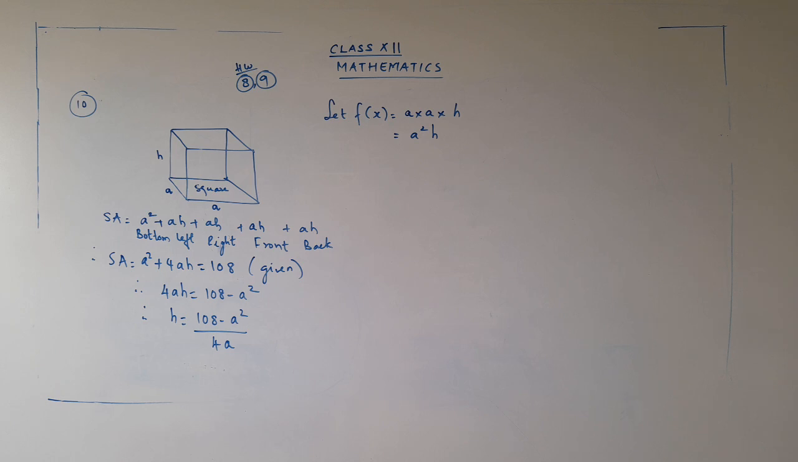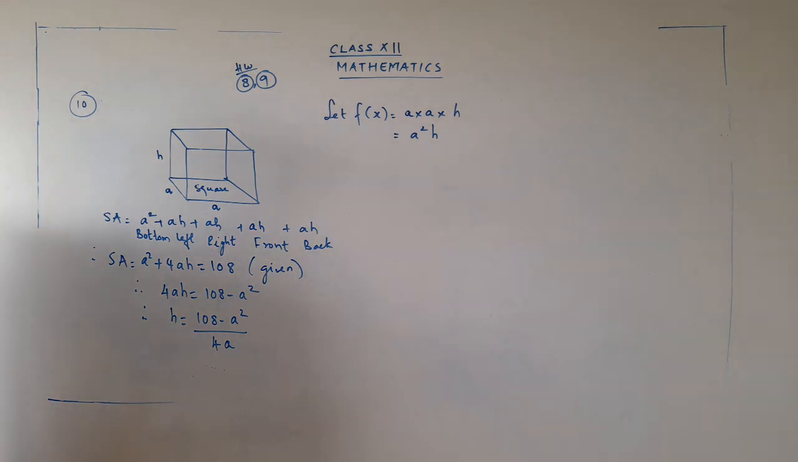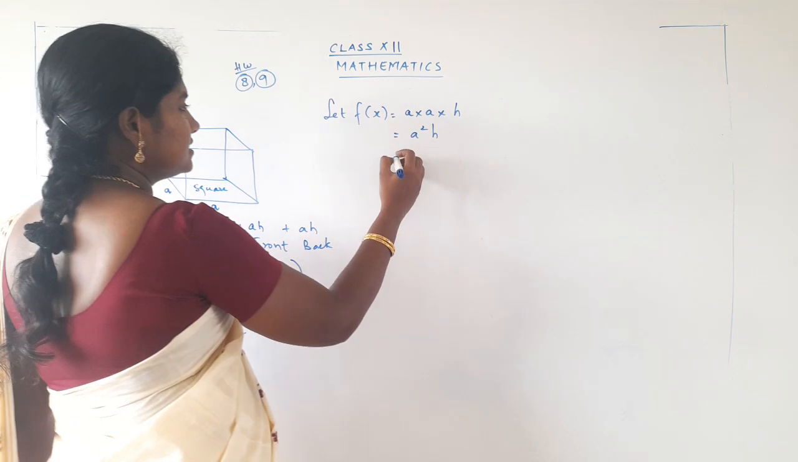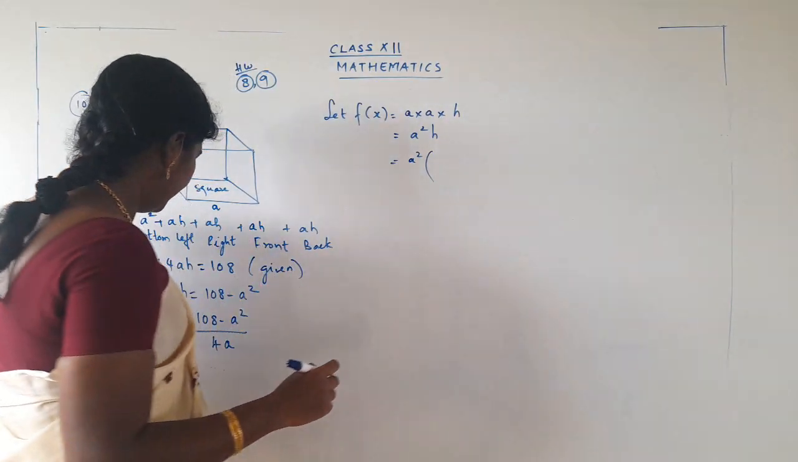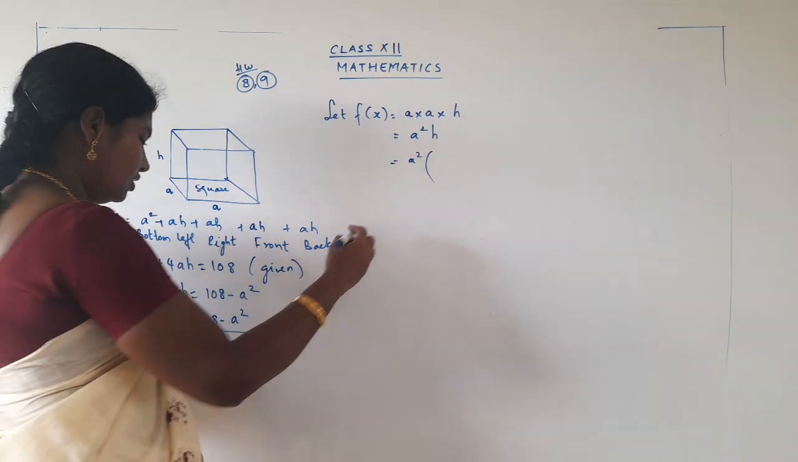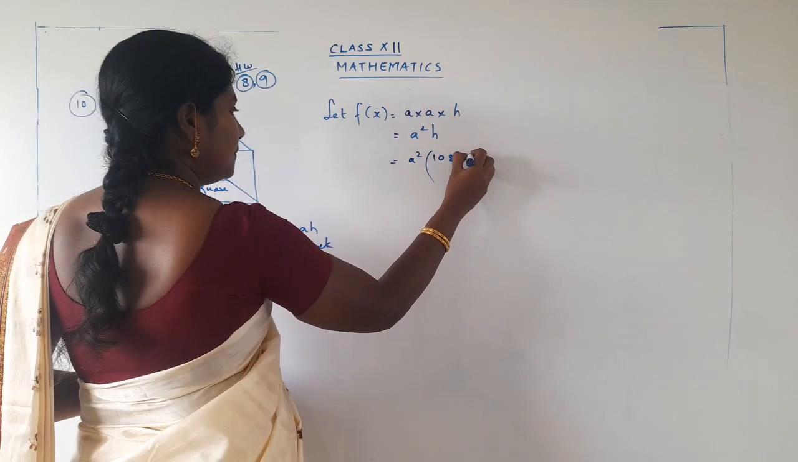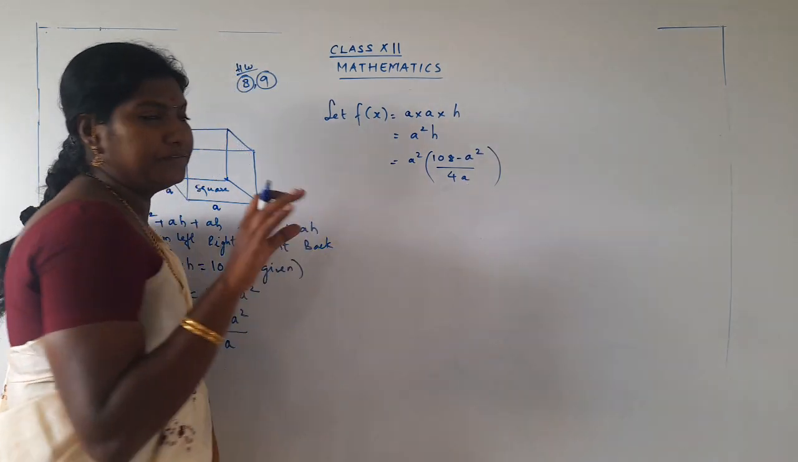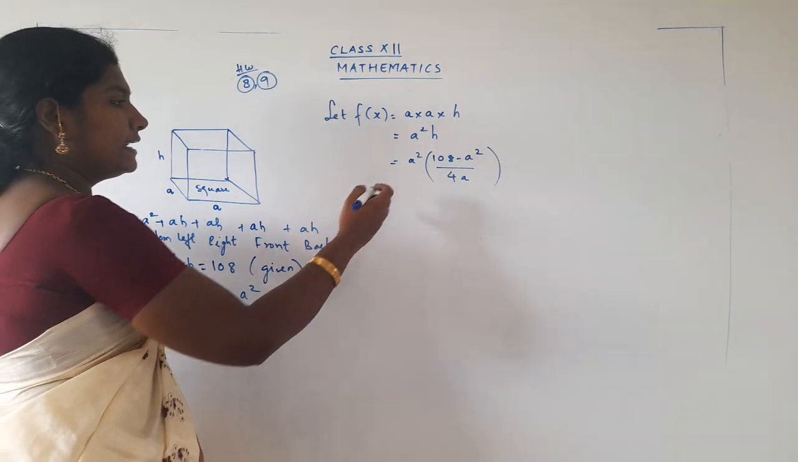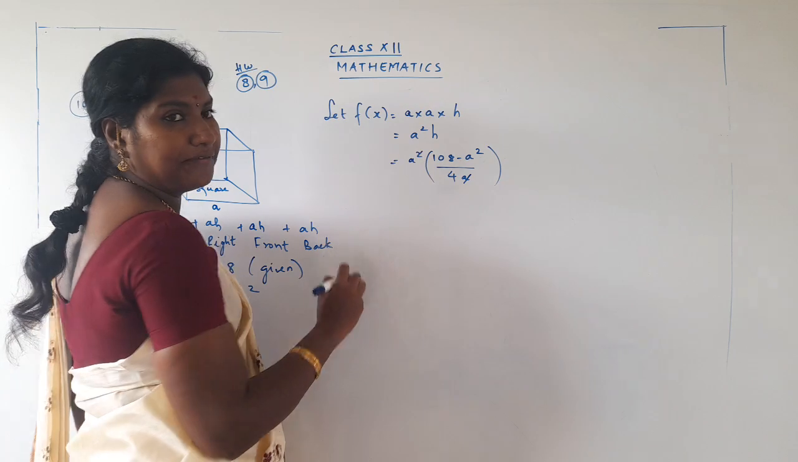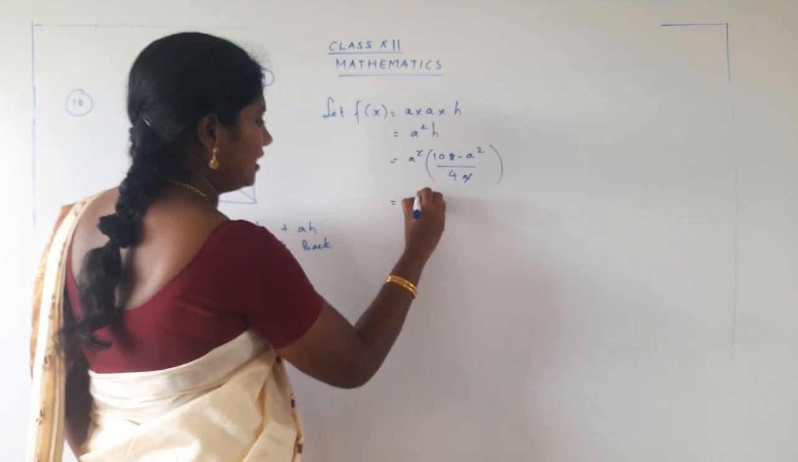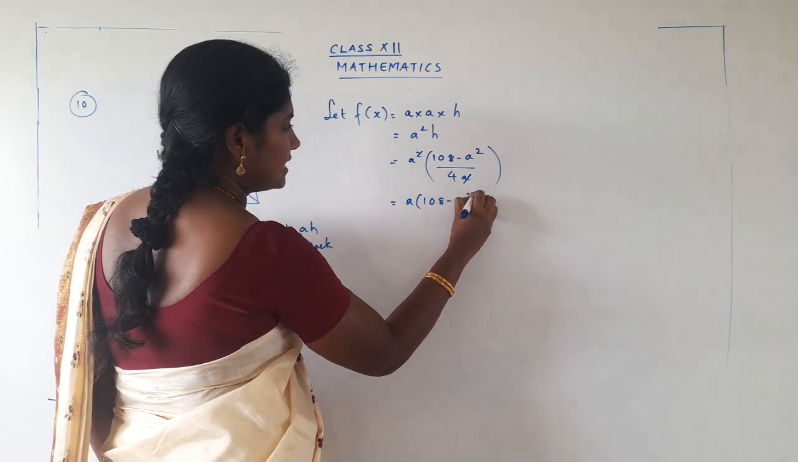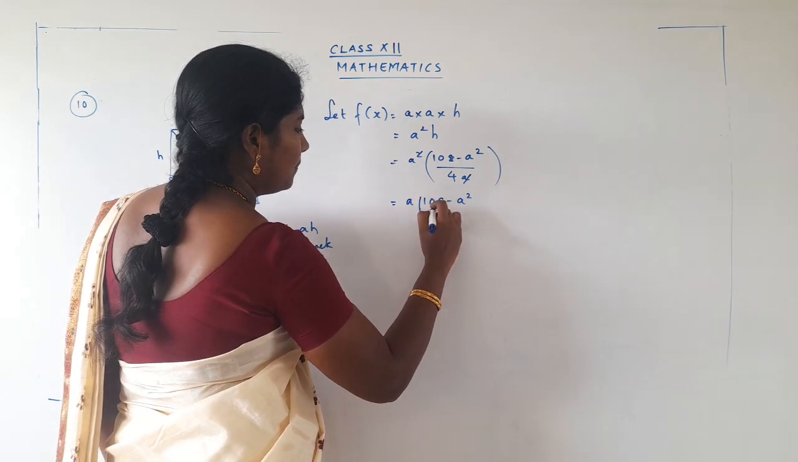Now here we have again two variables a and h. So we are just going to make it a single variable. You know how to make it a single variable. Just substitute the value for h over here. So I get this is equal to a square. In place of h, I am going to write this value: 108 minus a square upon 4a. I have just substituted the value for h. I can cancel a and 1a from here. So what is left here? A. 108 minus a square upon 4.